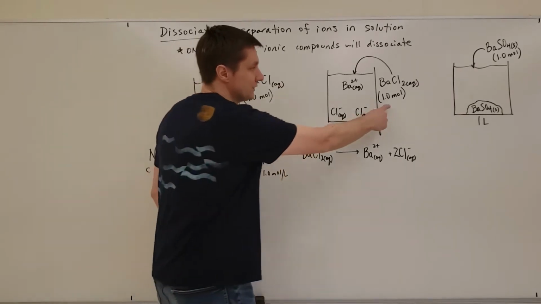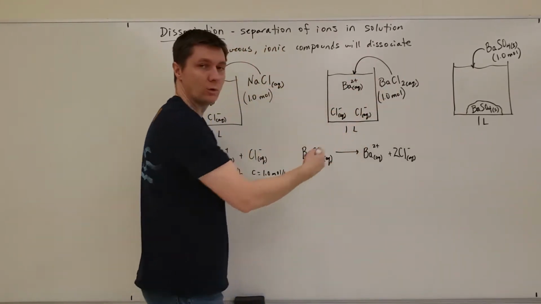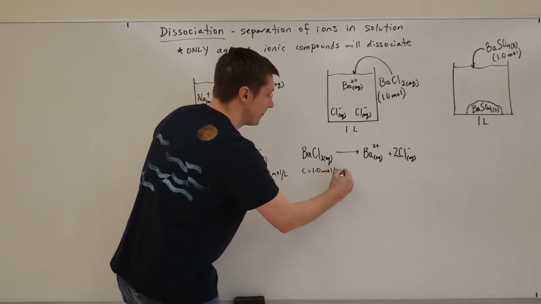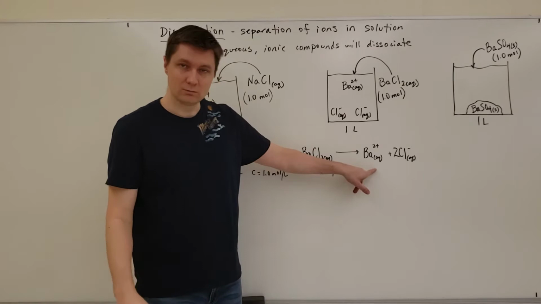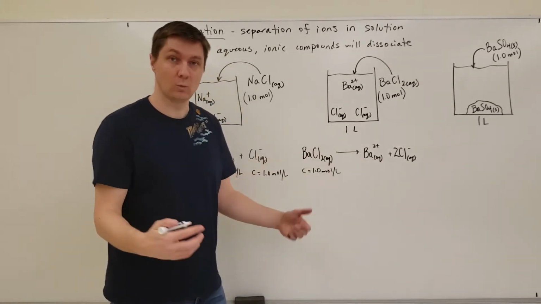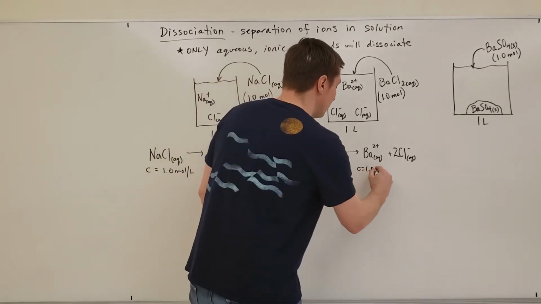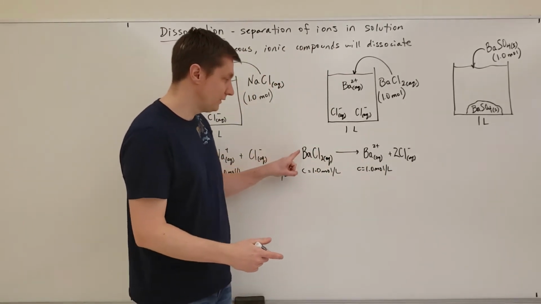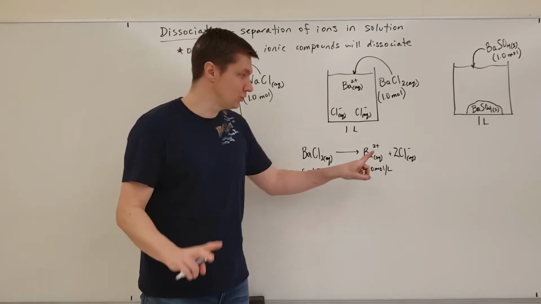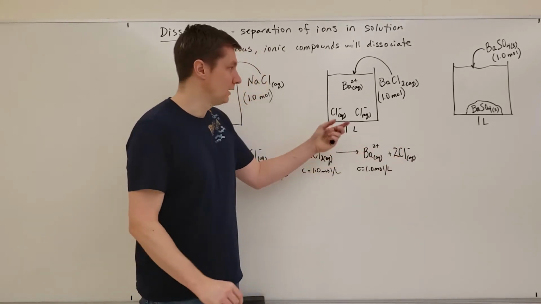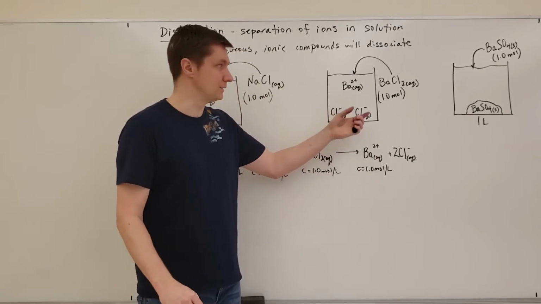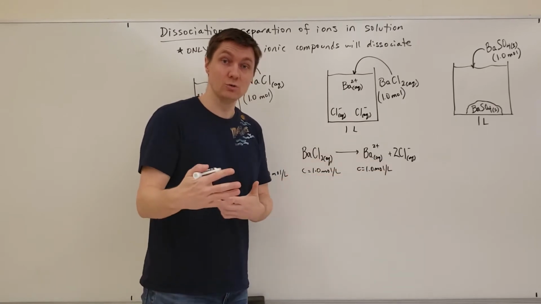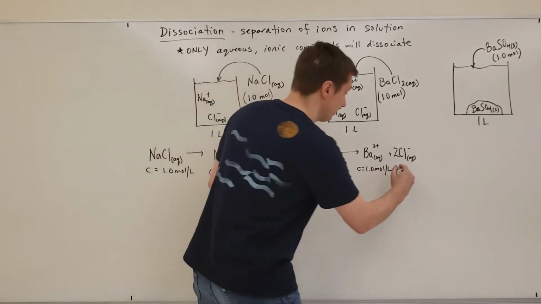And again, you can see if I stick 1 mole of barium chloride into 1 liter of solution, the concentration is going to be 1 mole per liter. And if that's the case, then the concentration of barium ions is going to be, again, 1 mole per liter. But the concentration of chloride ions is different, because one of these molecules here makes 2 of these ions over here in solution. Now I've got twice as many chloride ions as I had barium chloride molecules. And so the concentration over here is going to be double, 2 moles per liter.